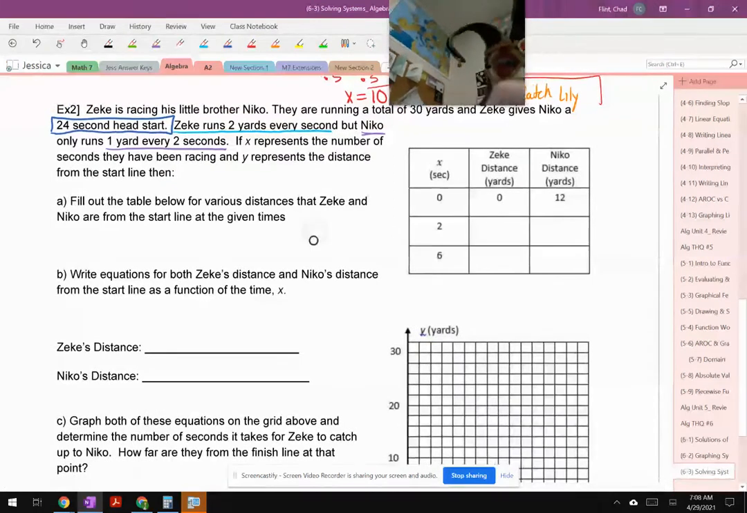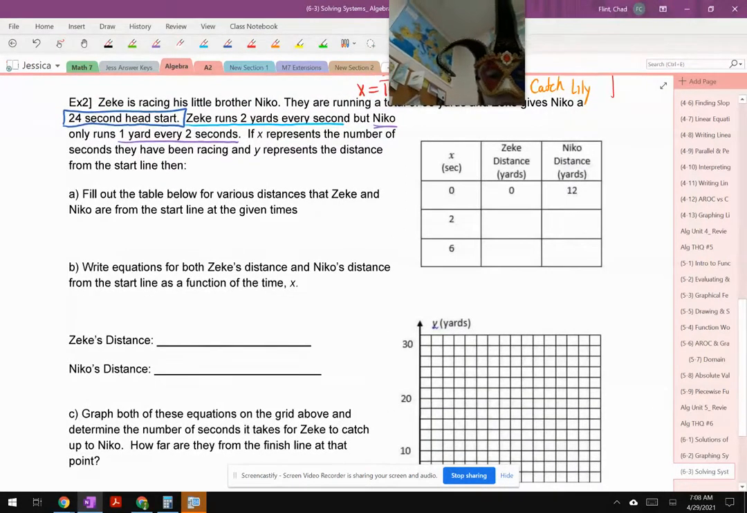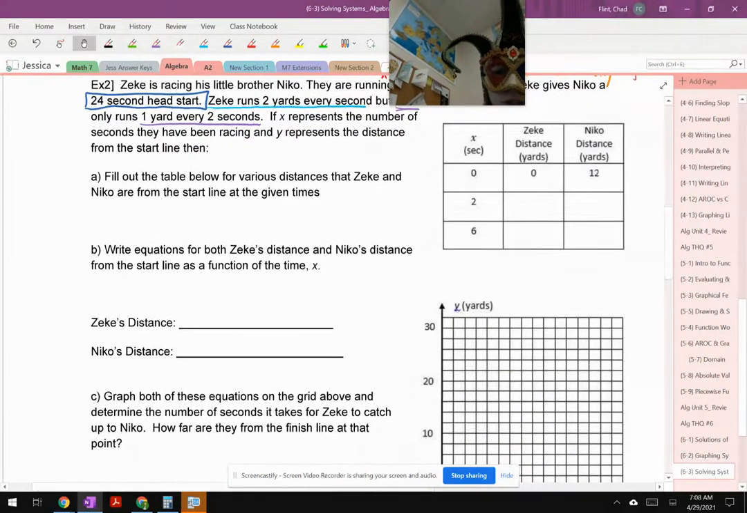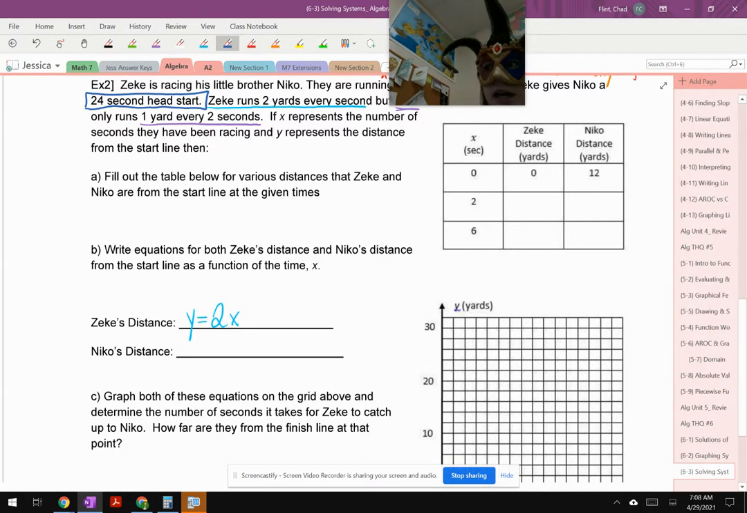All right, so I'm going to start with Zeke. If X is the number of seconds, Zeke runs 2 yards every second. Y is the distance, so Y equals 2X. Boom. And then Nico.